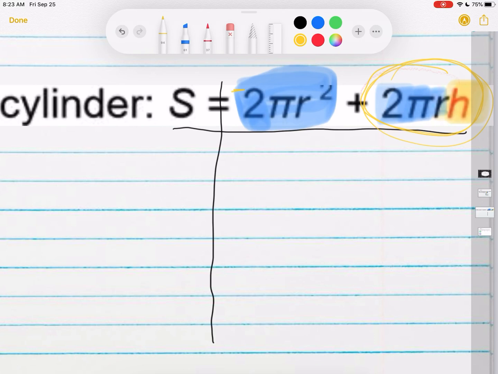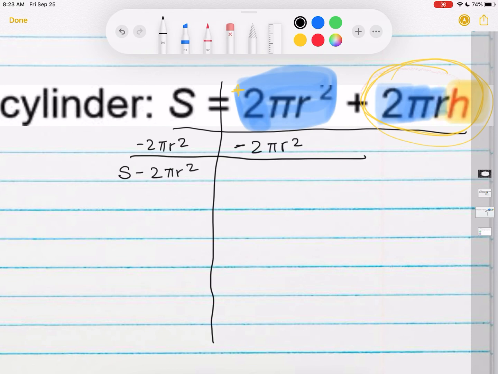Well, that's a positive 2 pi r squared, right? So to get rid of positive 2 pi r squared, we're going to subtract it. So minus 2 pi r squared on the right, minus 2 pi r squared on the left. On the left, we're left with S minus 2 pi r squared. That's all we can do. And on the right, 2 pi r squared minus 2 pi r squared cancels out. We're just left with 2 pi r h.